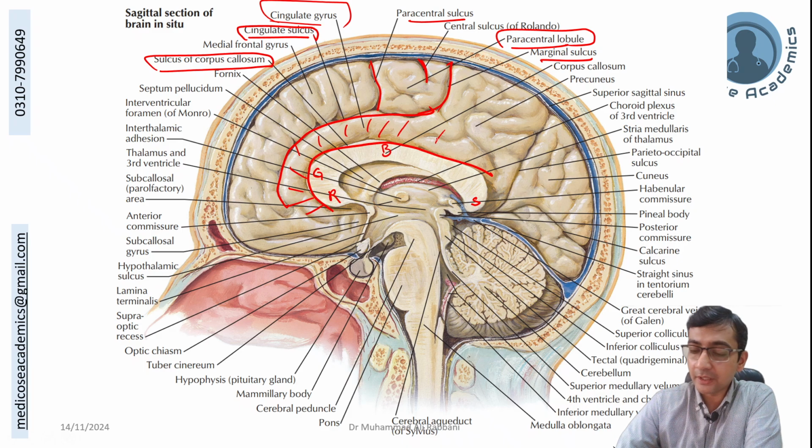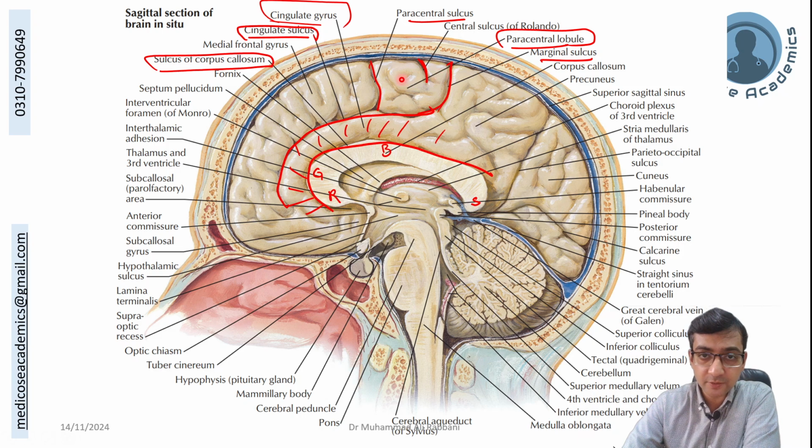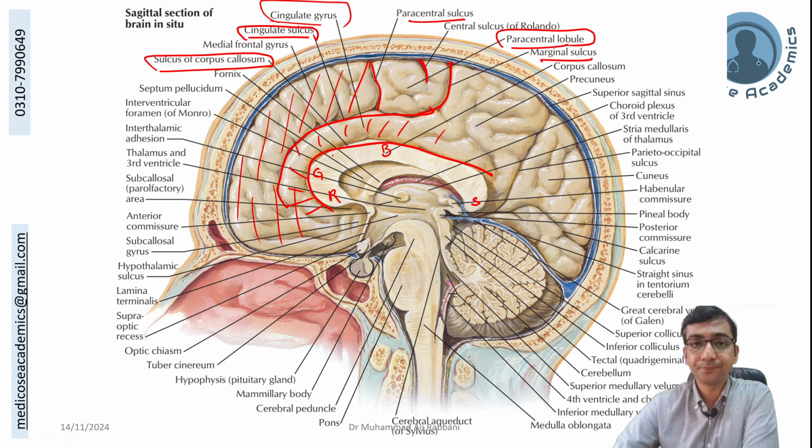So up till now on the medial aspect, there is corpus callosum, rostrum, genu, body, splenium, above it callosal sulcus, above it cingulate gyrus, above it cingulate sulcus. And there was continuation of the central sulcus of Rolando. On the anterior and posterior aspect of it, there were paracentral lobules, anteriorly paracentral sulcus, posteriorly marginal sulcus. And all of the rest of the frontal lobe that is remaining here, this whole part is the medial frontal gyrus.